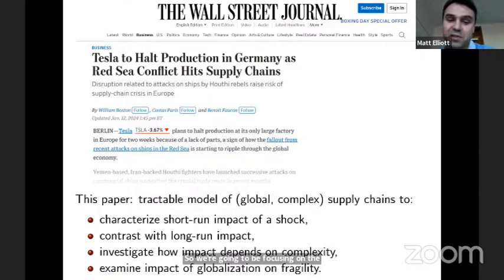So we're going to be focusing on the short run impact of a shock. We'll contrast that with the longer run impact of the shock. And then in particular, we're going to investigate how the size of disruptions, how the impact of shocks matters, depending on the complexity of the production network. And we'll also have a little bit to say about how globalization might affect overall fragility.